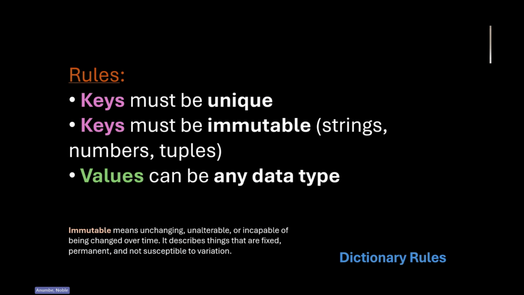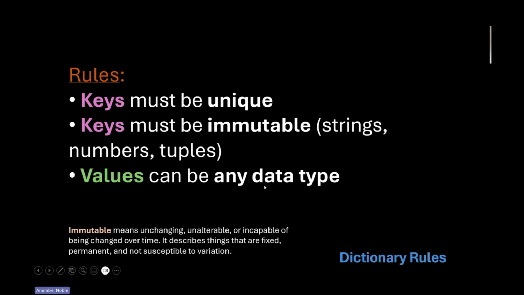So the specific rules are that keys must be unique, and keys are also immutable. In other words, they don't change. If you remember when we talked about tuples, they are immutable. Strings are not necessarily immutable, but they have to be immutable in this particular case. In other words, once you put it in, it's locked in.